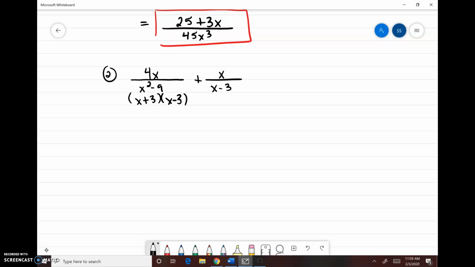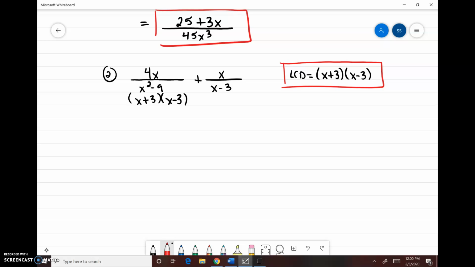So we're ready to find the LCD. So to find the LCD, you start with your first denominator, and you write it down exactly how you see it. So x plus 3 and x minus 3. All right, now we go to our second one, which is x minus 3. Well, we already have x minus 3 up there in our common denominator, so we don't need to include it. Okay, so x plus 3, x minus 3 is our LCD.